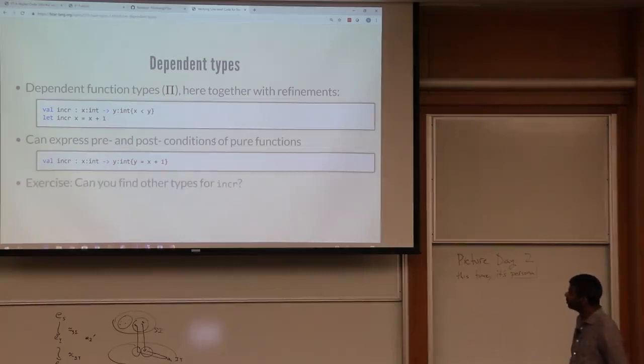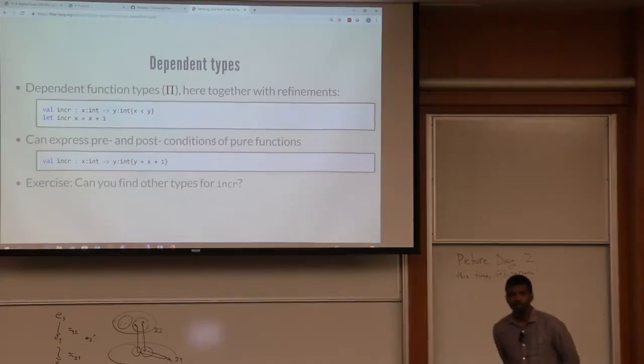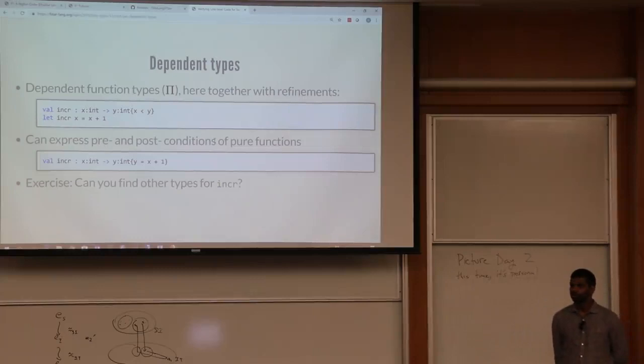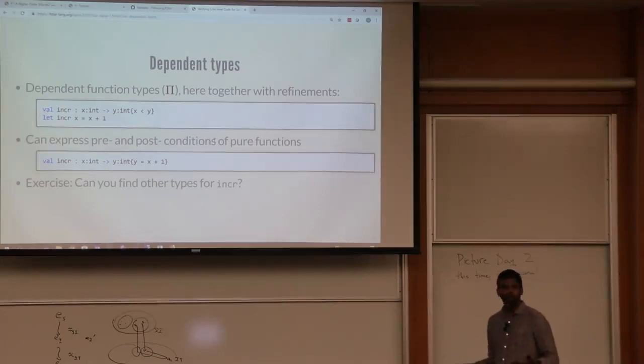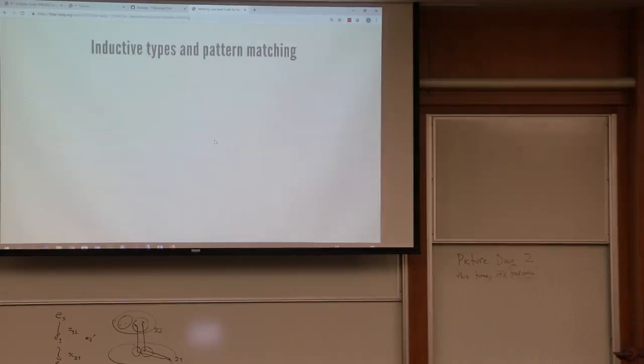But there's many types for increment. Someone want to tell me some other types for increment? Yep. You can do greater than or equal. Greater than or equal, or not equal, or all sorts of things, right? So refinement types are not principled in some sense. There are many types that you can have for a program.